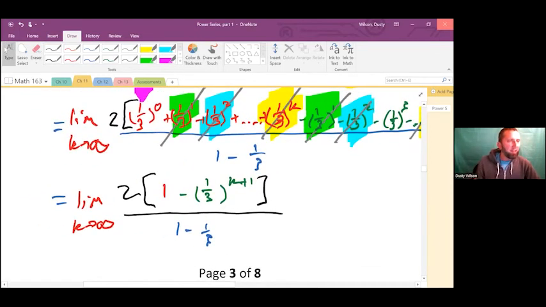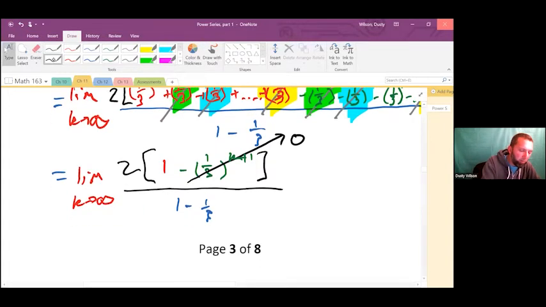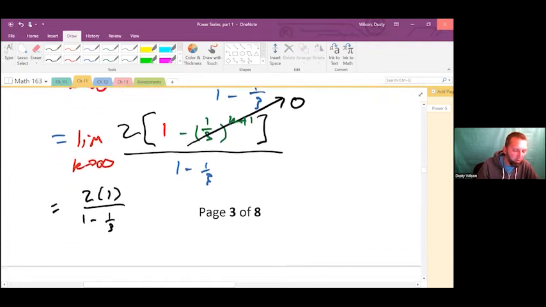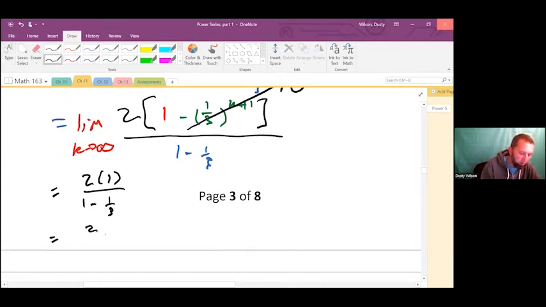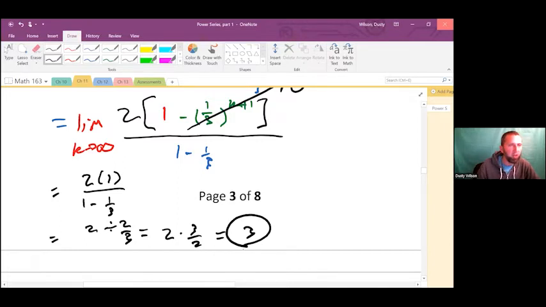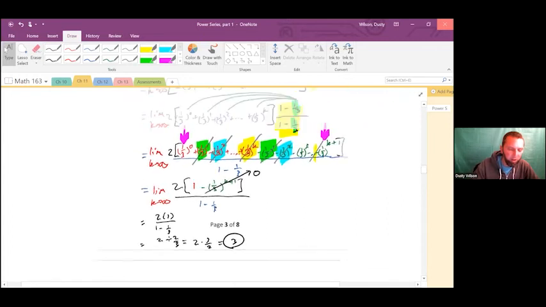Well, I think it should be clear that as k goes to infinity, 1/3 to the k plus 1 is a fraction. Think about those powers: 1/3, 1/9, 1/27, 1/81, 1/243. It should be clear to you that this term is approaching 0. And so this whole sum is equal to 2 times 1 divided by 1 minus 1/3, that would be 2/3. So that's 2 divided by 2/3, or 2 times 3/2 if you invert and multiply, or just 3. Huh. Really close to the thing that we'd found earlier.